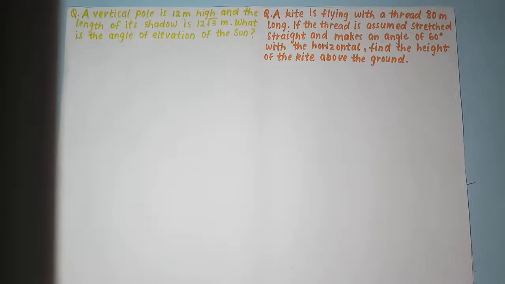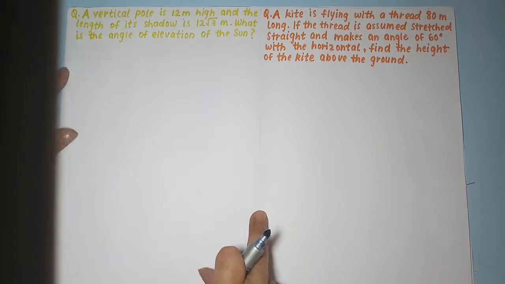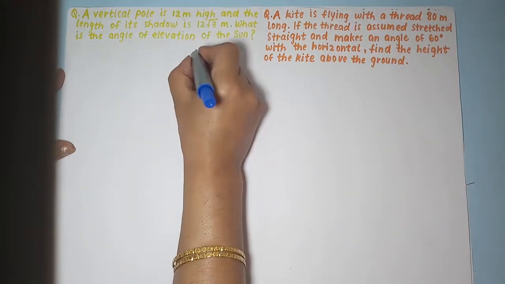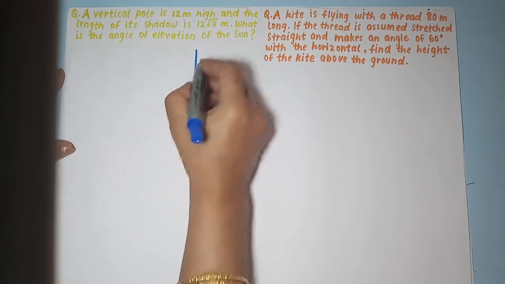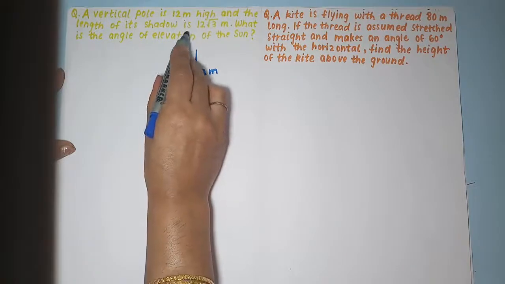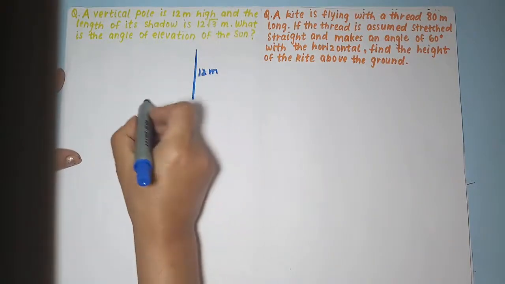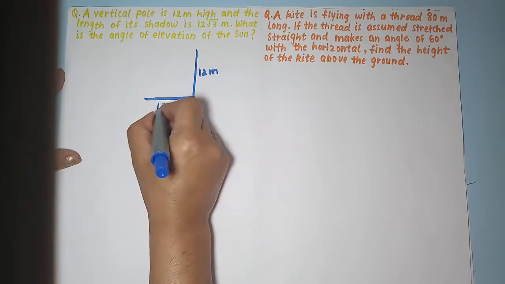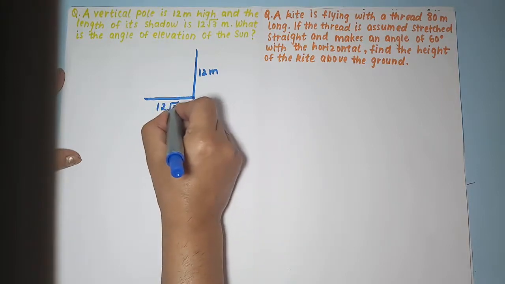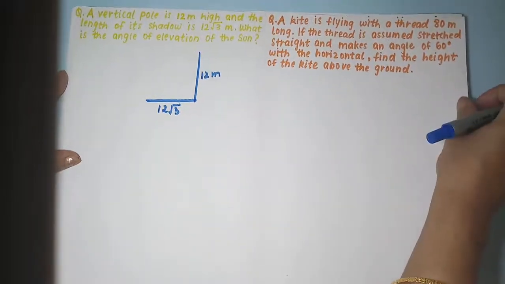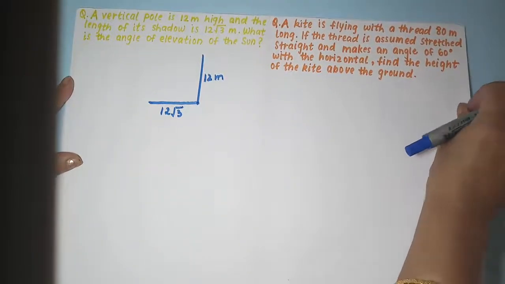In this video, we will continue with heights and distances. Now, he's saying that a vertical pole is 12 meter high. So, there is a vertical pole which is 12 meter high. And the length of its shadow is 12 root 3. So, its shadow will be here, right? 12 root 3. It's slightly longer than the height of the pole.